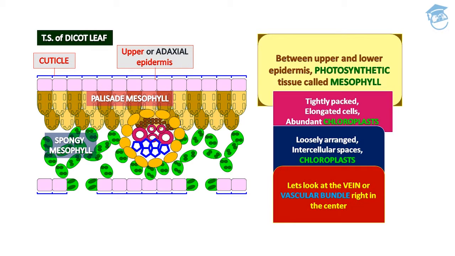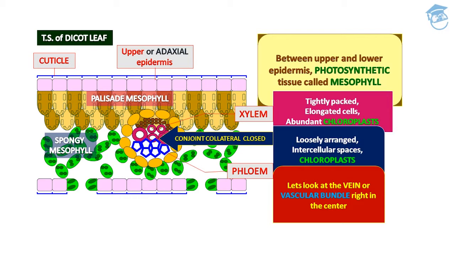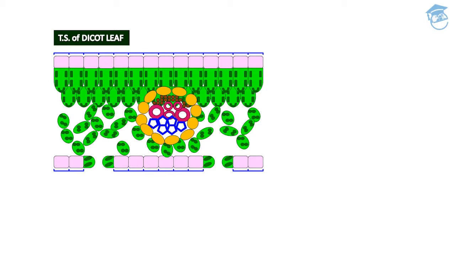Okay, so let's look at the vein or vascular bundle right in the center. This is xylem, which is denoted by this pink color, and this blue color represents the phloem. This is of the conjoined collateral closed type, because cambium is not present. See, this is xylem and this is phloem, but no cambium, and this is the bundle sheath cell.